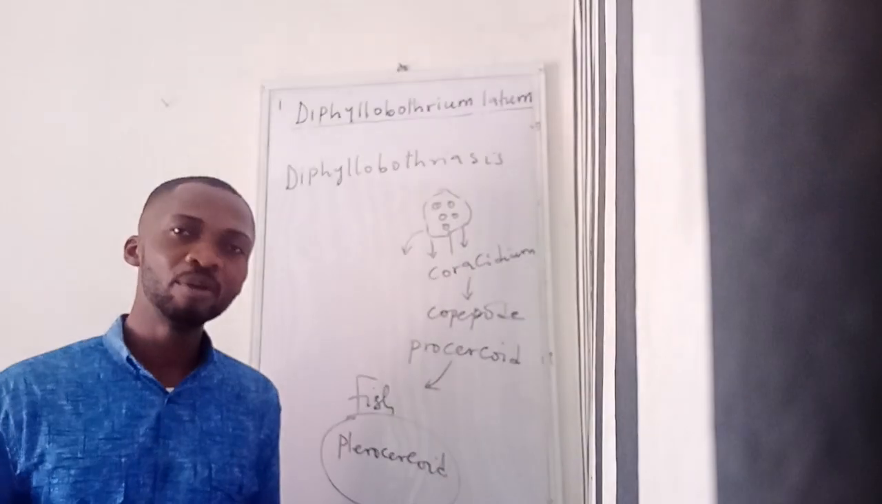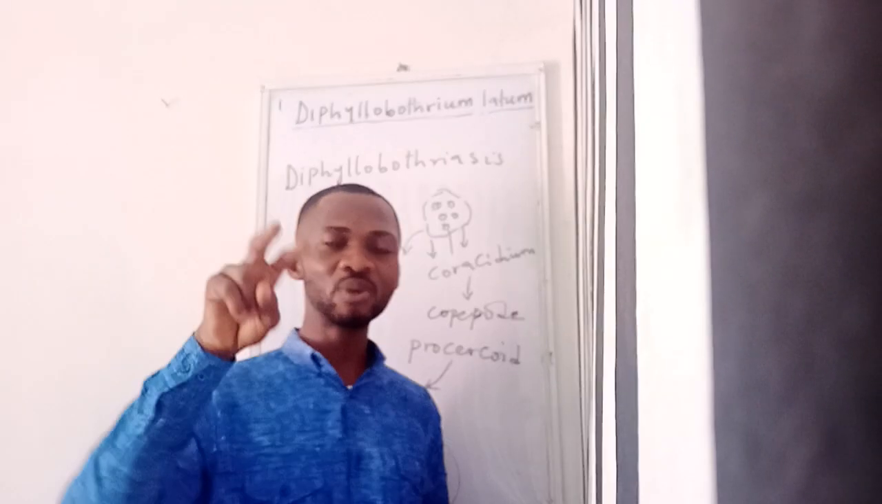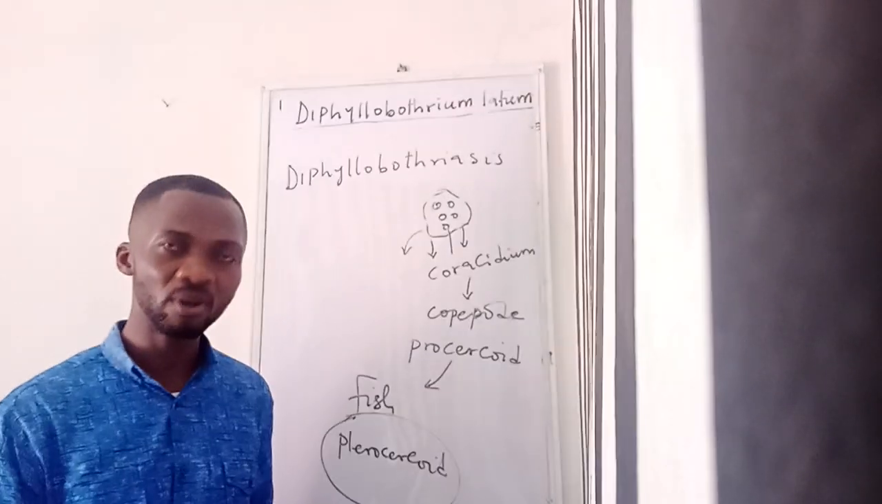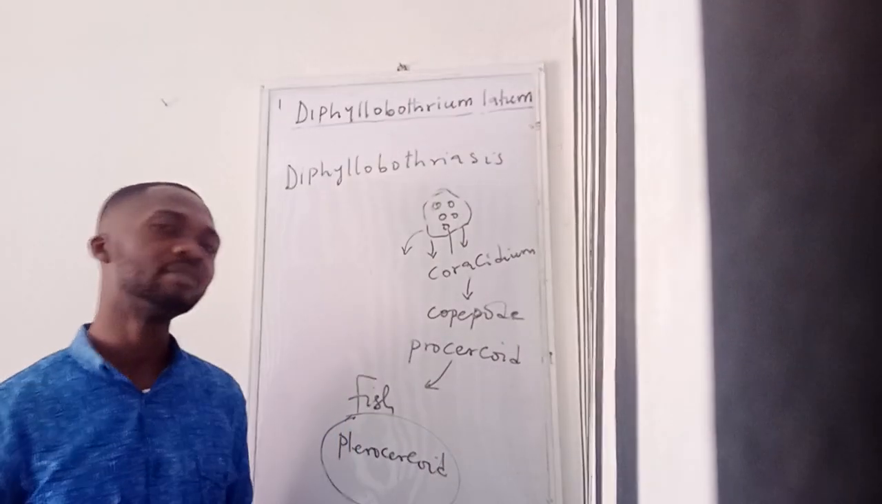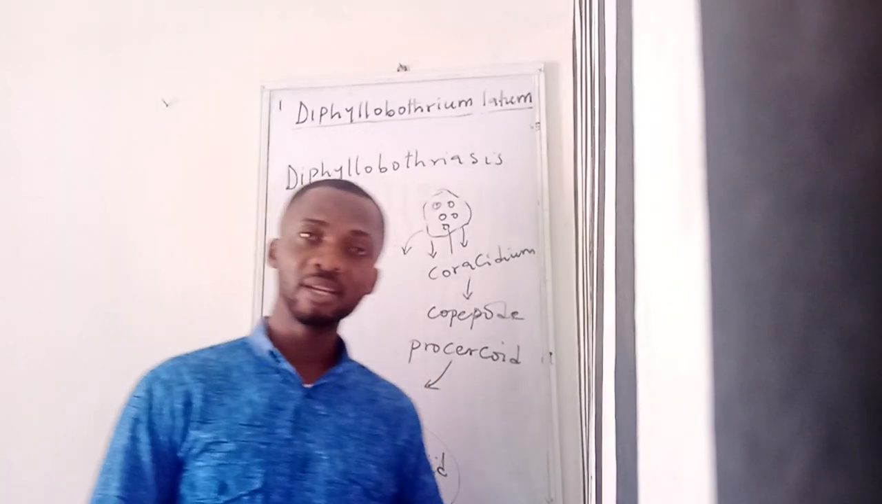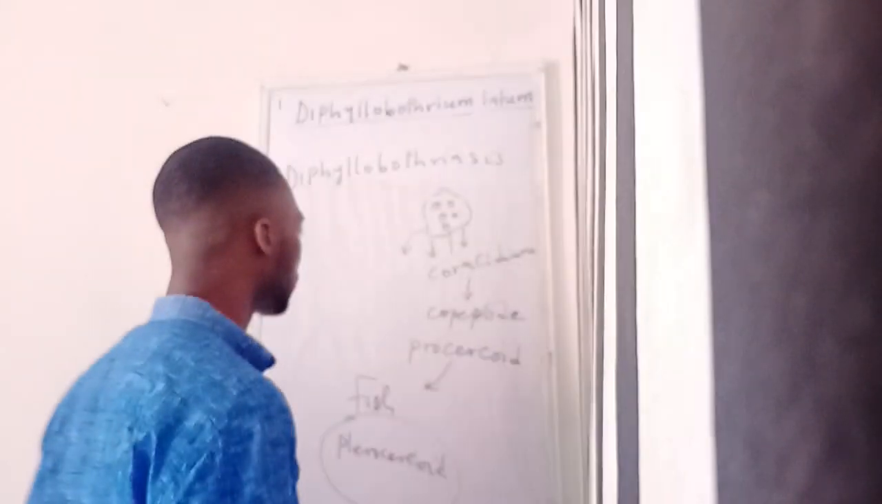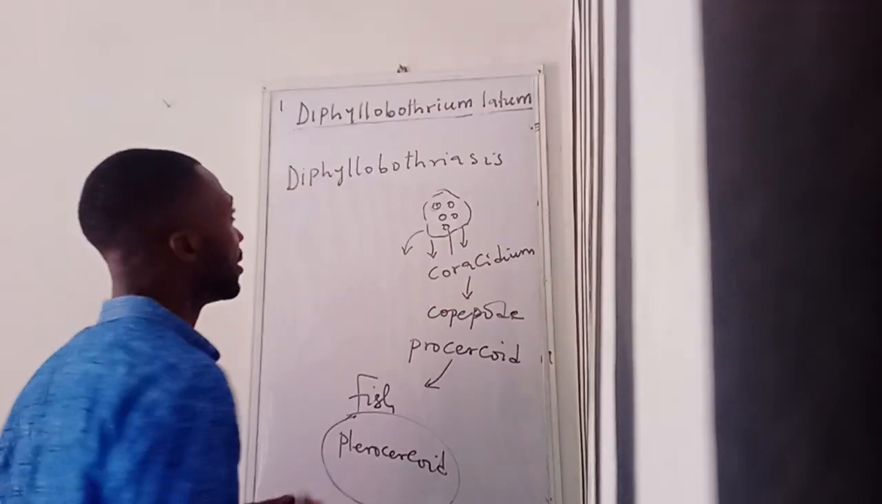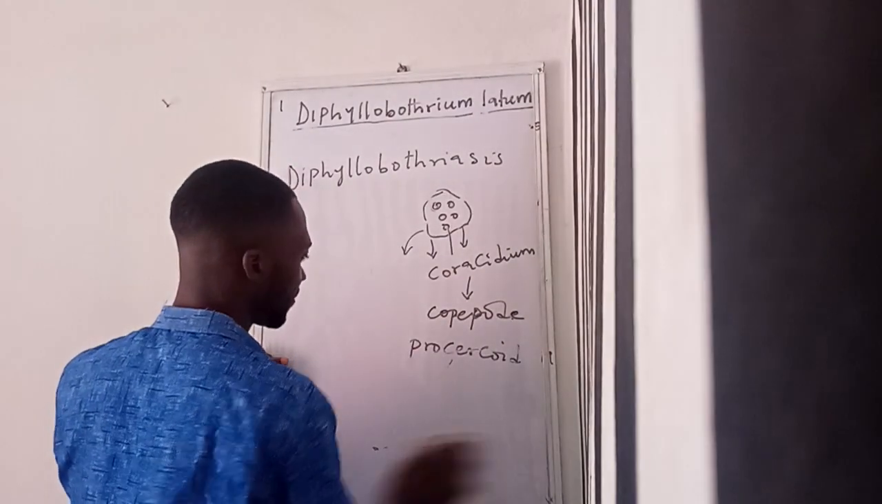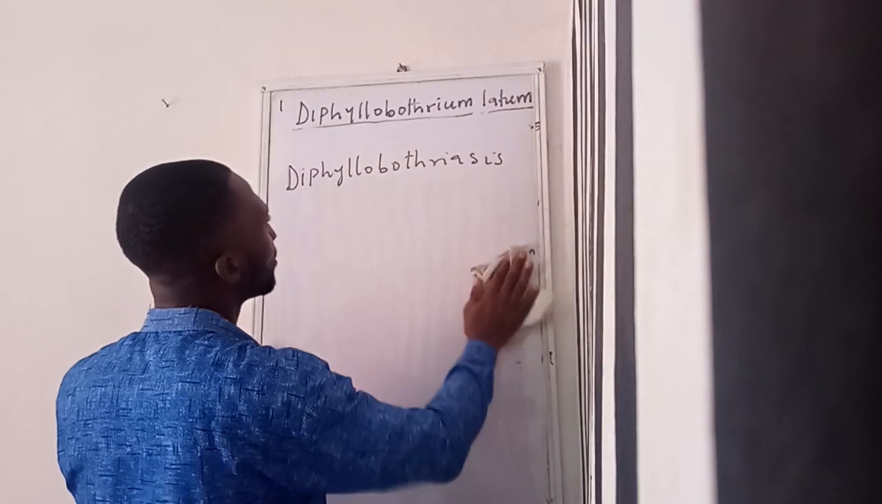Why is this so? Because the two intermediate hosts that are so important for the completion of the life cycle are found within this aquatic environment, the copepod and the fish. I hope you understand the life cycle of Diphyllobothrium latum. So let me see if I can use a kind of drawing.